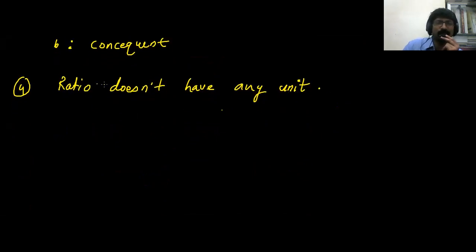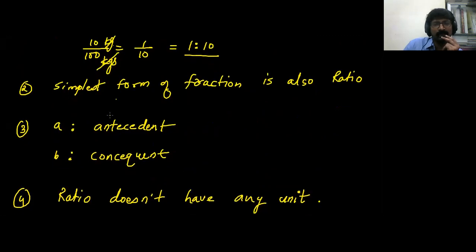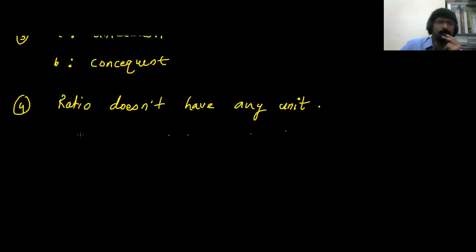Ratio is the simplest form of the fraction. Ratio is written as A is to B, where A is antecedent and B is consequent. Ratio does not have any unit. You should know all these things very well, and then only this chapter becomes very simple for you all.